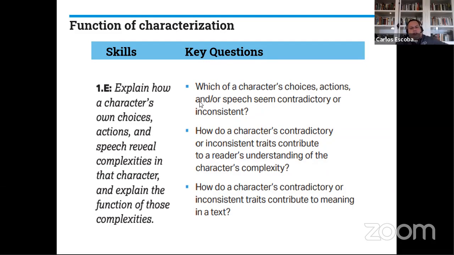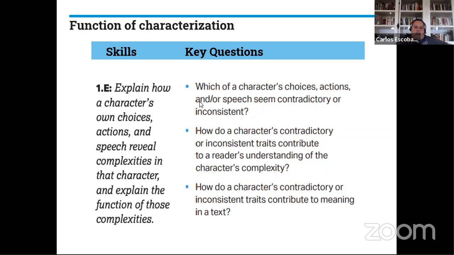How do a character's contradictory or inconsistent traits contribute to a reader's understanding of the character's complexity? I always tell students, it's not about pinning down a character. I always think of, like in a biology class, you pin down that specimen with the little pins. That's not what we're trying to do. We're trying to create a hologram. We're trying to take this character who lives within the confines of this book, within these pages, and open it up and let that character pop up, right? Like when we were little and we read those pop-up books, we want that character to stand up and walk away and run away and fly away, because now we have a 360-degree view, a 360-degree understanding of that character.